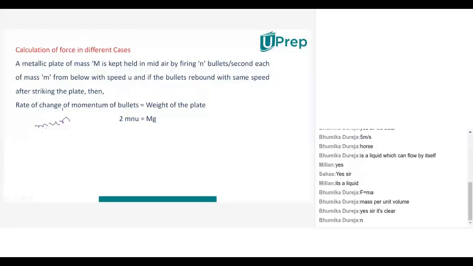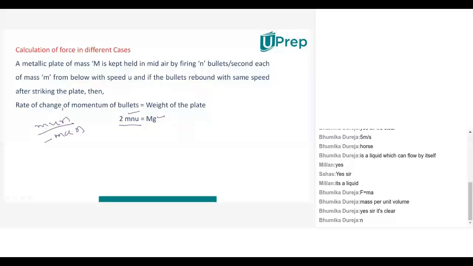So before firing, momentum will be mun, and after rebounding, minus mun. And if you find out the change in momentum, then what you have to write? mun minus minus mun, that means 2mnu. But here, as we are not considering direction, that's why we wrote it with the positive sign. So 2mnu. And this will be equal to what? Weight of the plate. So weight of the plate is how much? Mass into acceleration due to gravity. So that's why we are writing Mg.